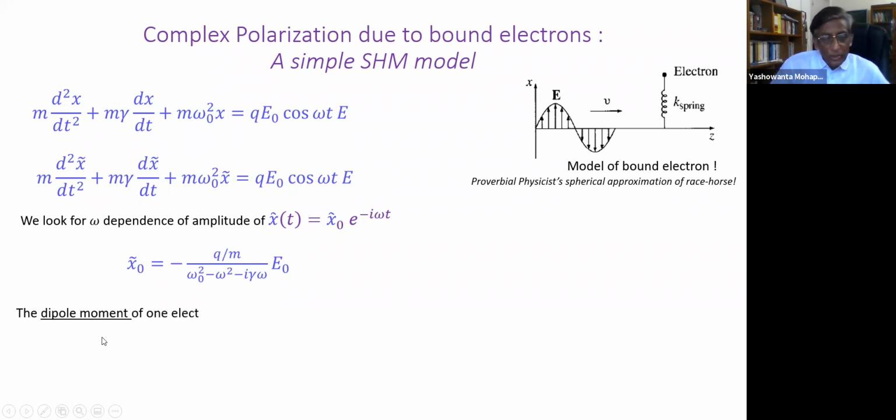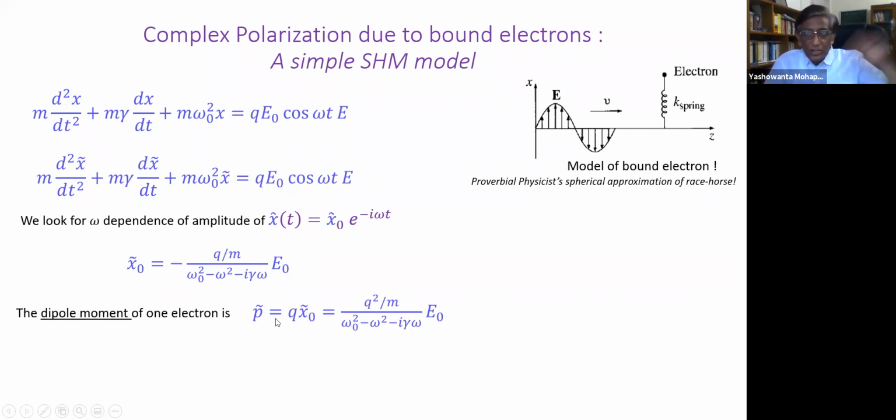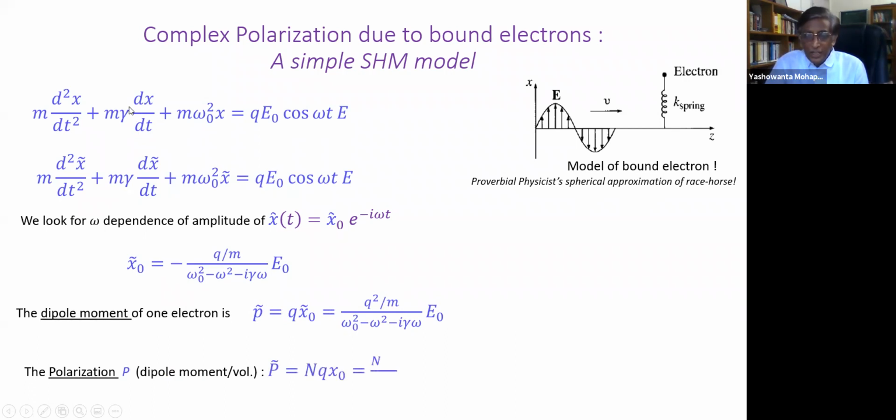So the dipole moment of one electron, or one charge, will be p equals Q x naught hat, and this will be this, right? That is because the charge is moving around this mean position. This is exactly the same thing that I did, but without this term. Okay, it was a free electron. So then I can find the complex dipole moment.